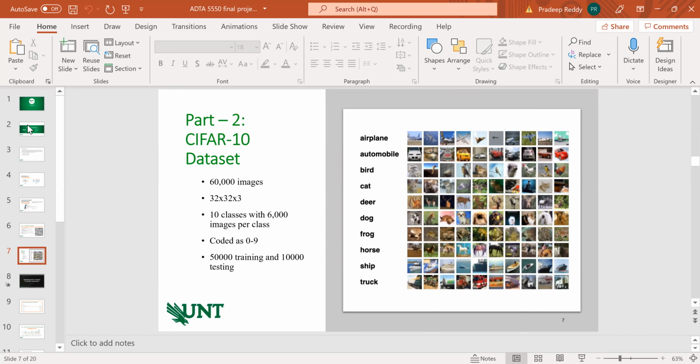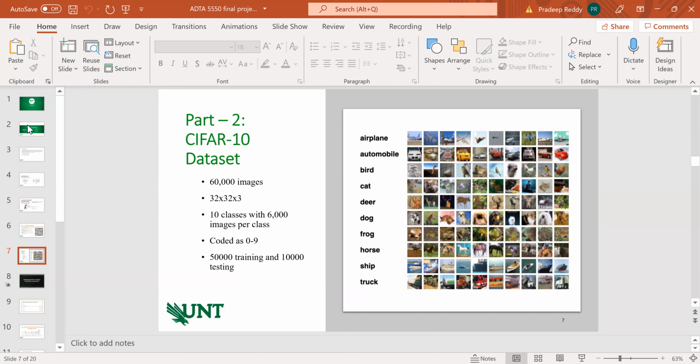Coming to part two of datasets, we are going to do what the majority of my content is about: building, training, testing, and developing a convolutional neural network for the CIFAR-10 dataset. There are around 60,000 images of animals and vehicle classes, and there are also labels.